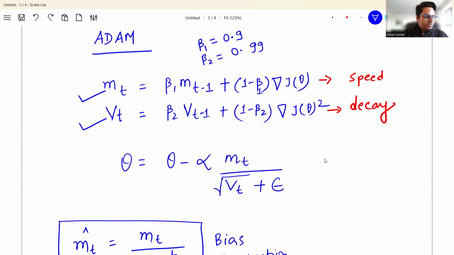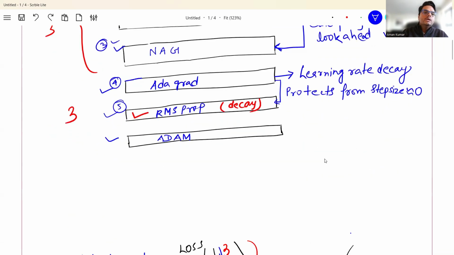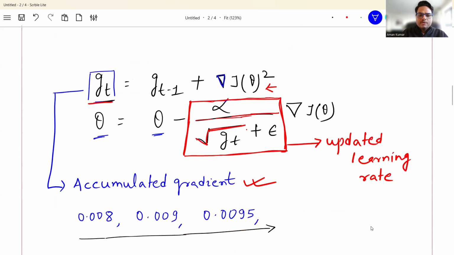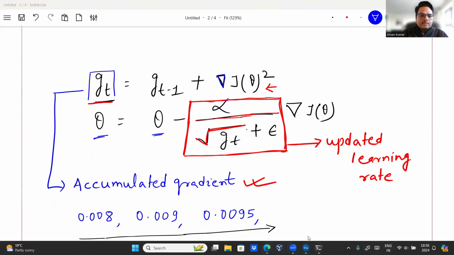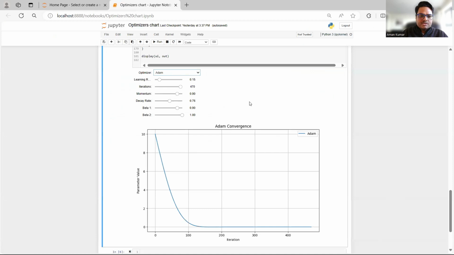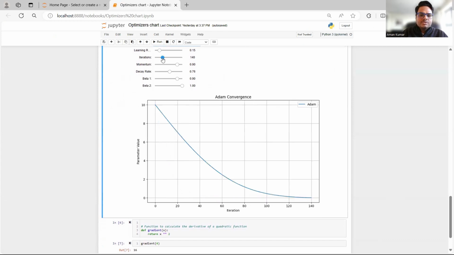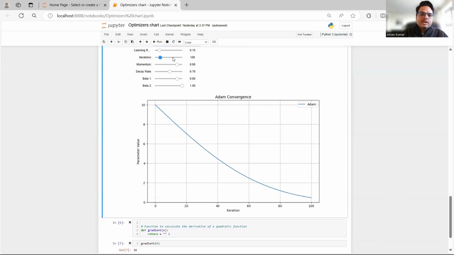And as I was telling you, Adam is simply a combination of your previous optimizers, which are doing the good job. So if you don't know any other optimizer, or if you don't know which one to use, just use Adam. Okay. Now let me go here and try to select Adam to see what happens. So if you see here, Adam is converging at how many iterations? Let's see by reducing it. Adam is taking some more iterations, but again, in case of Adam, you can adjust these things.